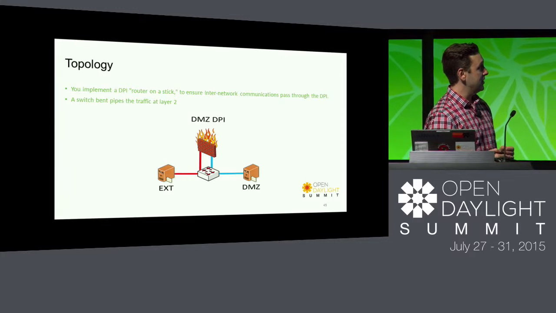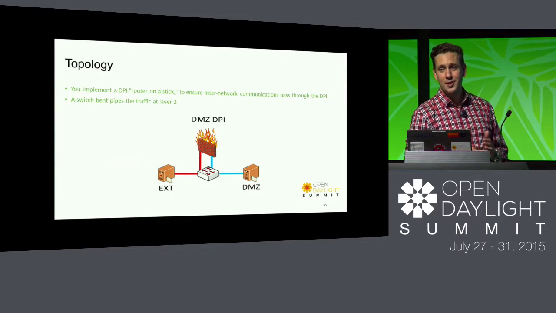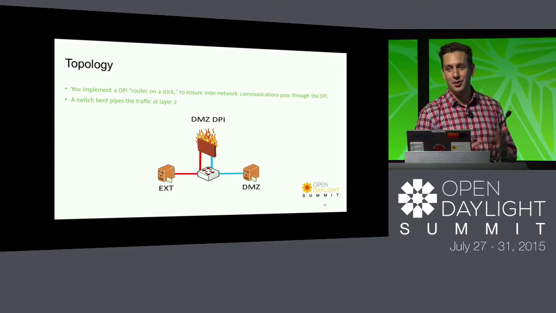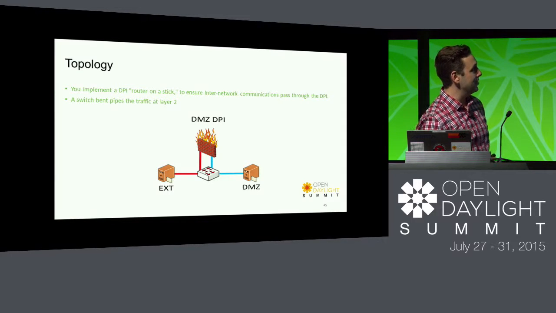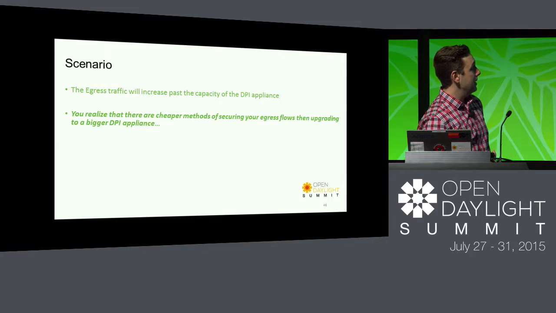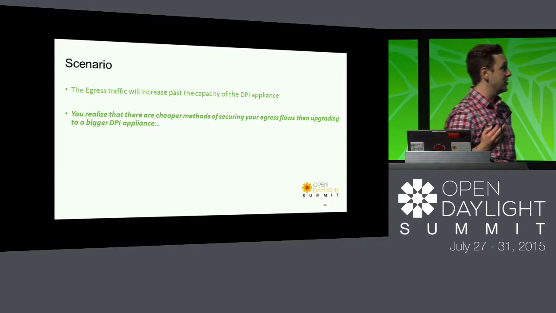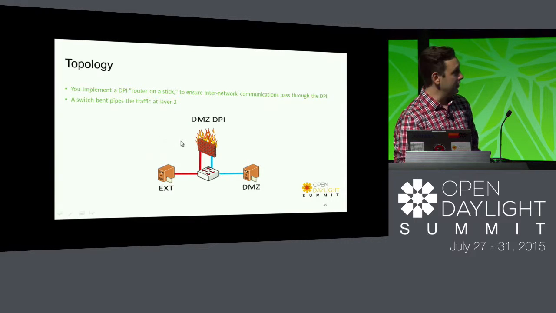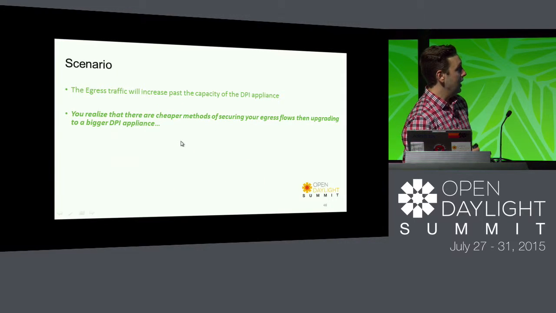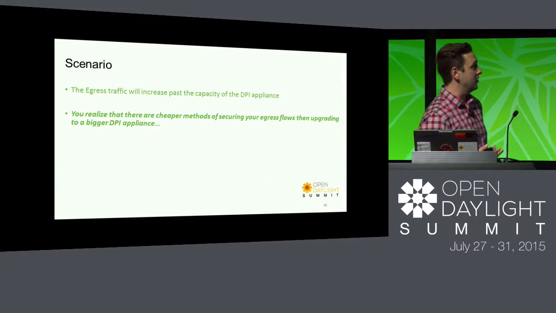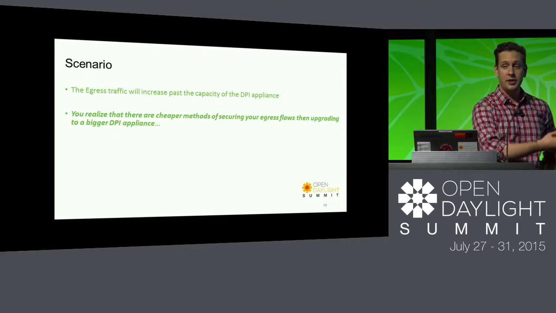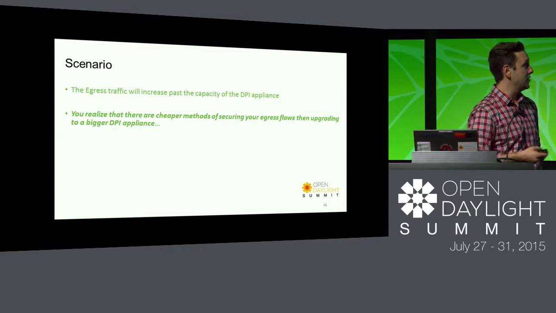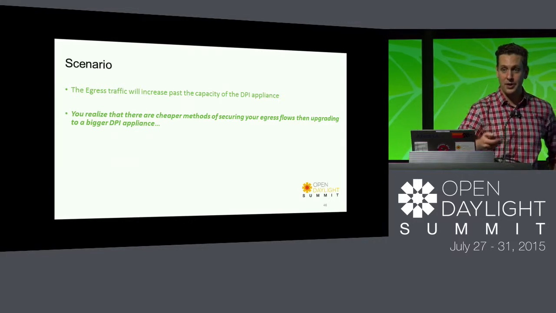Again, a router on a stick. Do you guys use that term? Or do you use a one-armed router? I've heard both. You steer it at layer 2 to that DPI. Now, there's a scenario where the egress traffic is going to increase past the capacity of this flaming wall here. And you realize, being a good engineer, that there are cheaper methods of securing your egress flows than passing them through your appliance, upgrading to a bigger appliance.